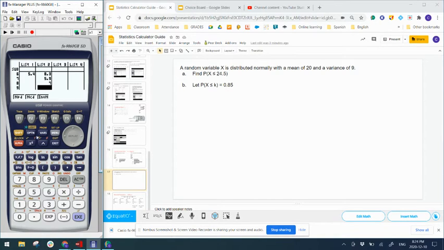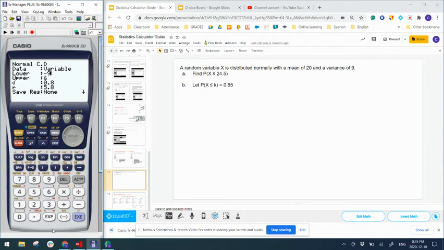So we're going to do part A first here. So we're going to go to NCD. Of course, we have variables, not a list of data, so we're going to go variable. And it's asking us our lower bound. So we want our values to be less than or equal to 24.5. So we don't really have a lower bound because there's an infinite amount of numbers that can be less than 24.5. So what we actually enter is -9.